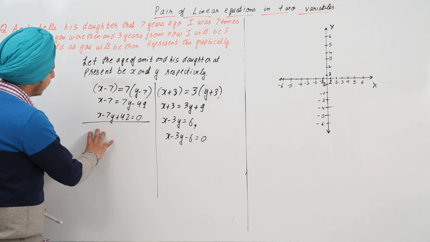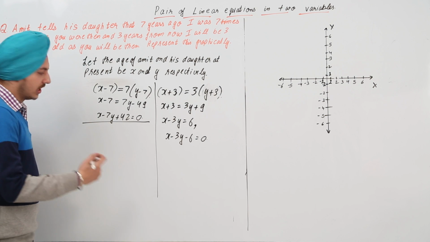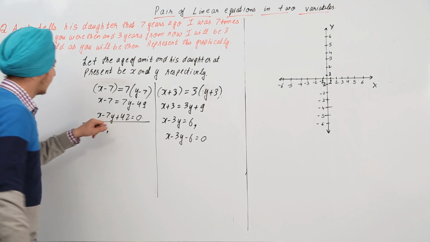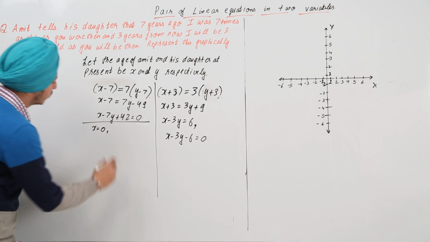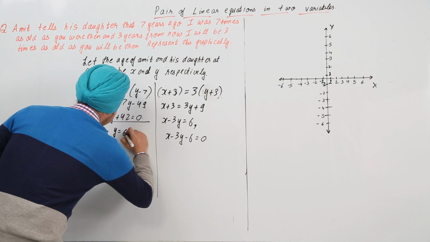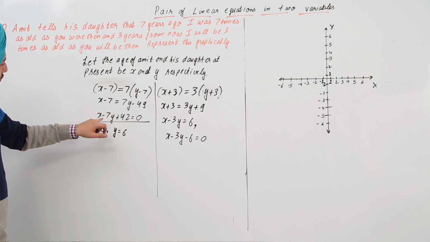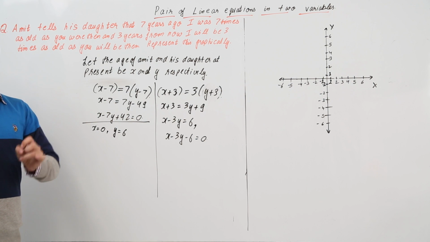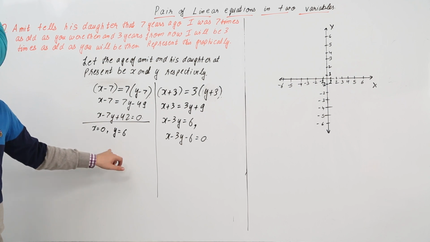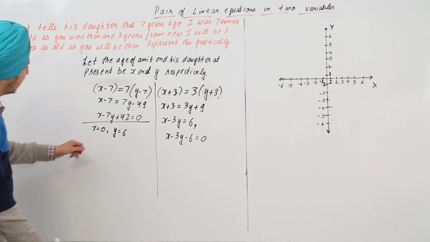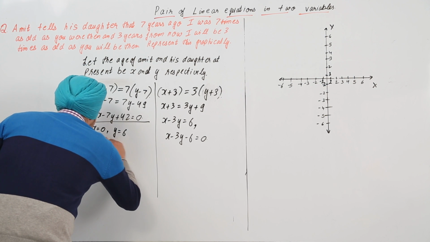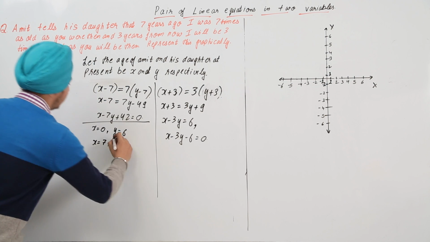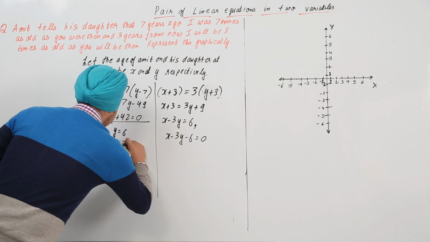So for X equal to 0 in the first equation, what will be the value of Y? Substitute X equal to 0. So minus 7Y plus 42 is equal to 0, so 42 is equal to 7Y. 7 into 6 is 42, so Y is equal to 6. And let's say for X equal to 7, what is Y? For X equal to 7, Y is equal to 7 again.